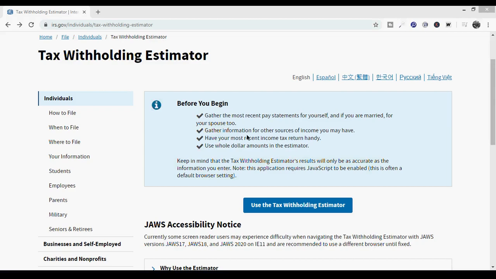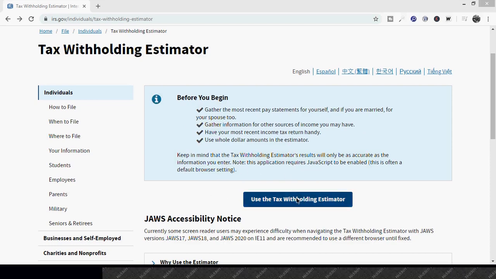So the most recent income tax return doesn't apply to the scenario we're about to give, but in certain cases it does. But you definitely want to have the check stub handy, your most recent check stub handy for sure. And keep in mind that the tax withholding estimator's results will only be as accurate as the information you enter. Note, this application requires JavaScript. That doesn't matter, but it will only be as accurate as you're allowed to be.